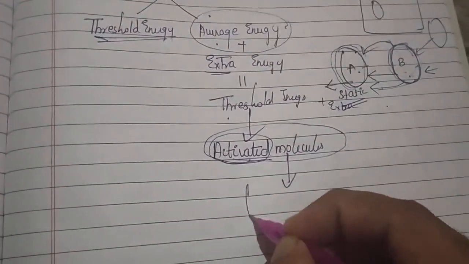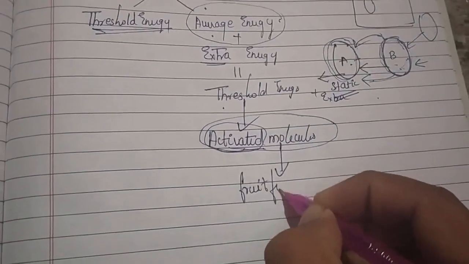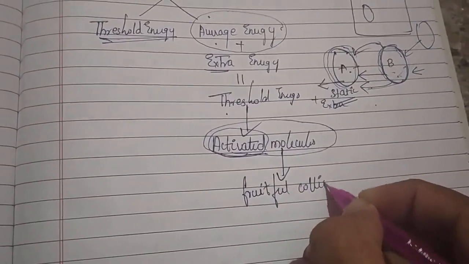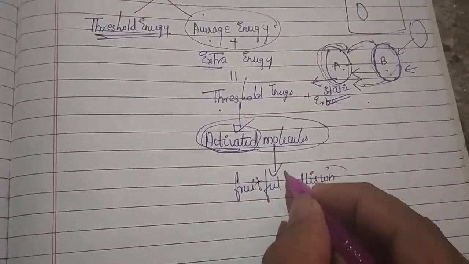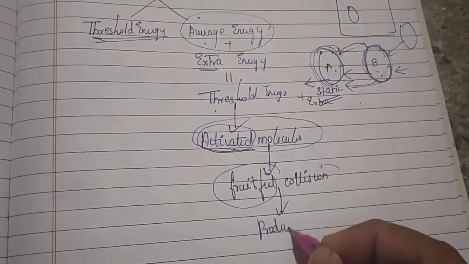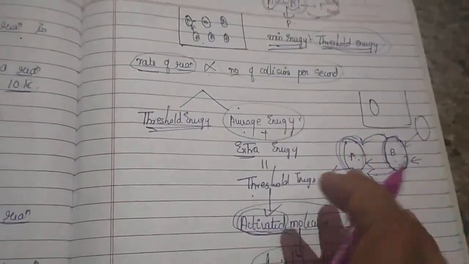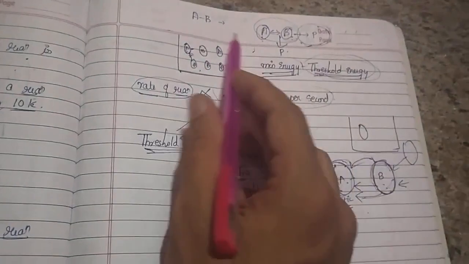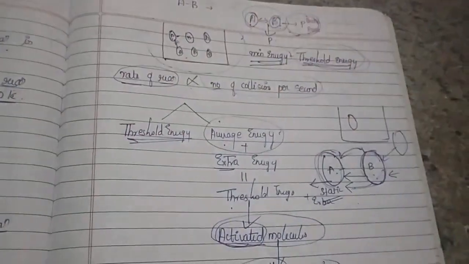What is it called? Your fruitful collision. And what does that fruitful collision do? That collision gives you the product. So this is the main theory which happens to your reactant molecules within a system.